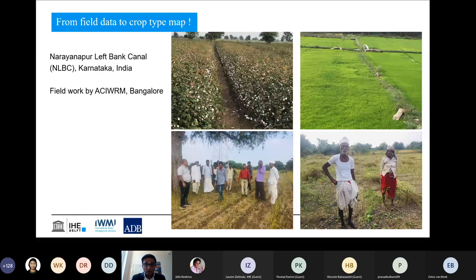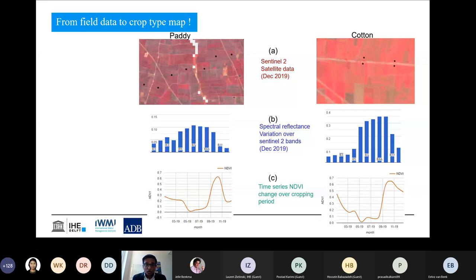Focusing on the first step, which is crop type mapping, with our partners in Bangalore, ACIWRM, we collected the field data from Narayanpur Left Bank Canal, NLBC, for which the results were shown by Pulad as well on different types of crops. For example, in this figure, we show the points collected from paddy and how the reflectance data from satellite differ for each crop.